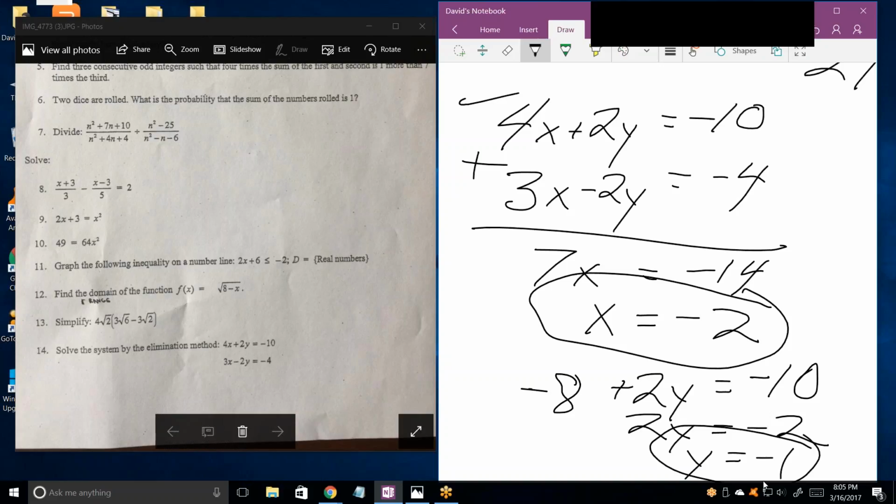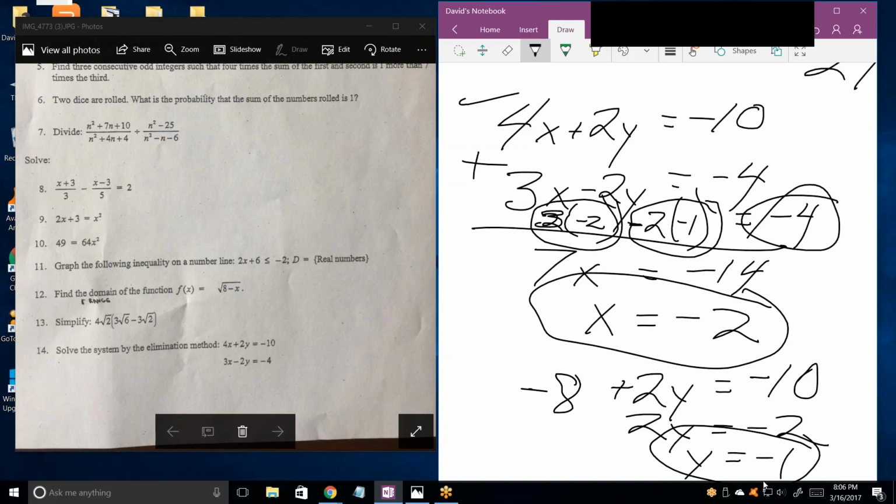Yeah. Okay. And if you were betting your life on this, you'd want to go back and at least plug it into one of them. Well, because I used the first one to calculate y, I'm going to check it by plugging into the second one. So I got 3 times minus 2 minus 2 times minus 1. Is that equal to minus 4? Well, that's minus 6 plus 2 equals minus 4. So both my solutions work.